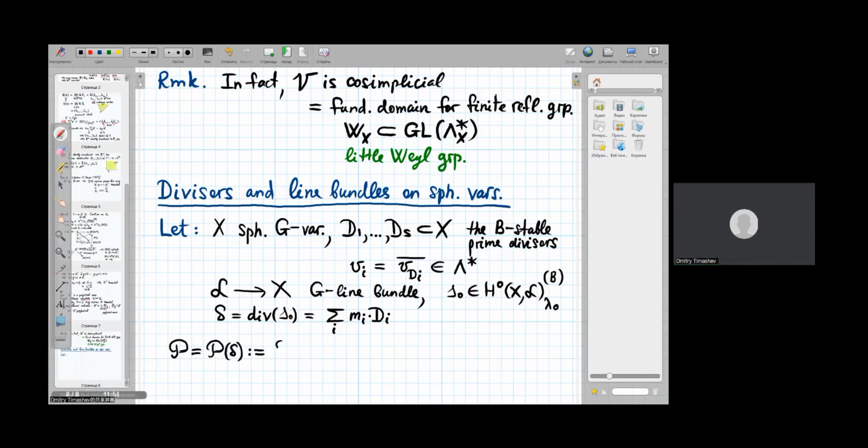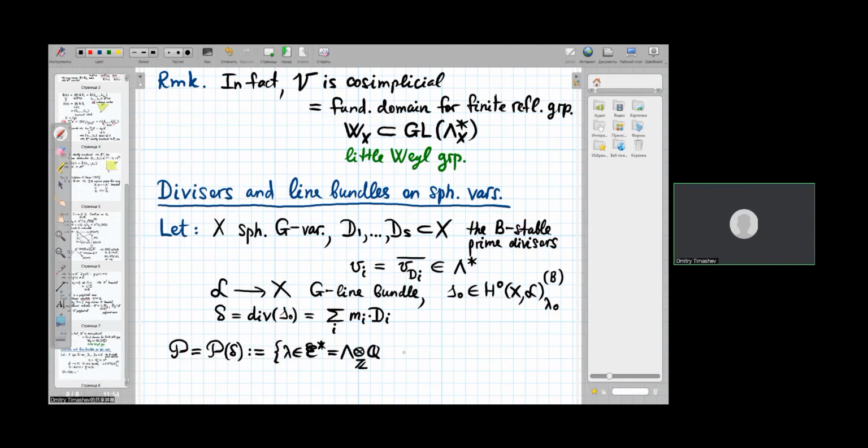The set of all vectors in the dual space E star, which is just the linear span of the weight lattice. Let me recall that it is just the linear span of the weight lattice over rational numbers. Well, let it be over rational numbers.